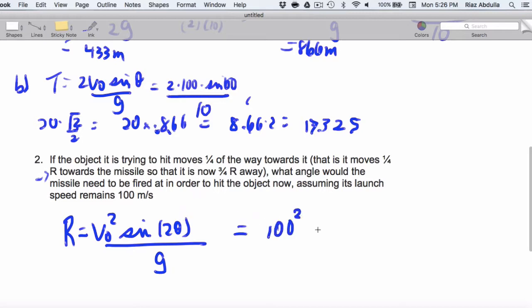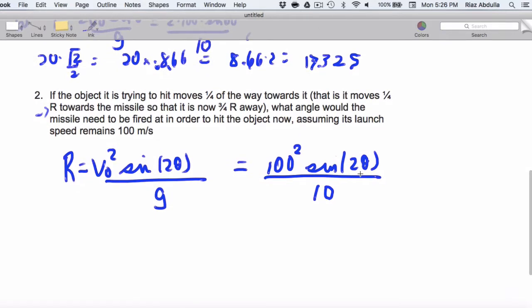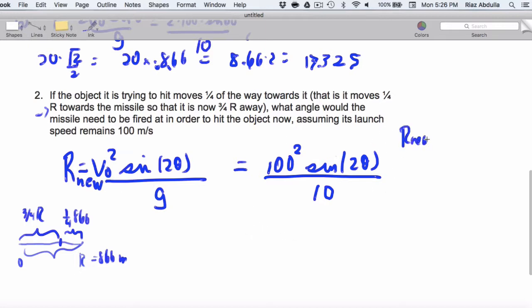So I know the initial speed is 100 and I can square that. I don't know the angle, and I know that g is 10. Now, is there any other information we can get from reading the problem? Well, we're told that the object was a distance r equal to 866 meters away, and it's been moved 1/4 of that in. So we're only 3/4 r away. So that means the new range is very much like the old range, but it's only 3/4 of it. So our new range is going to be 3/4 times 866.